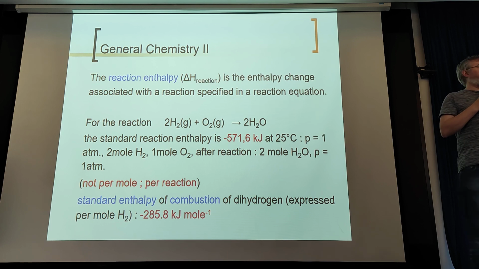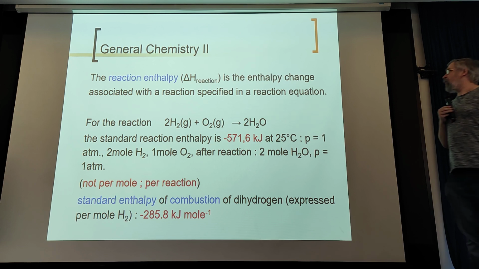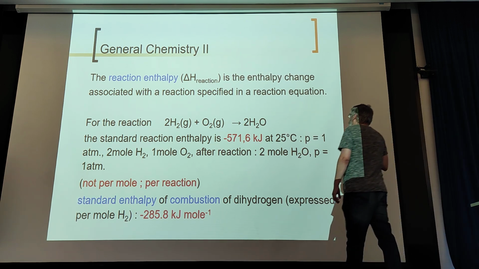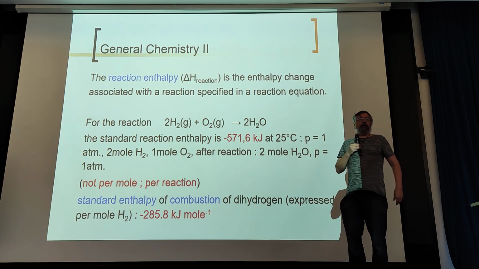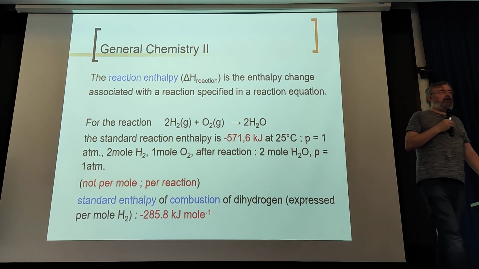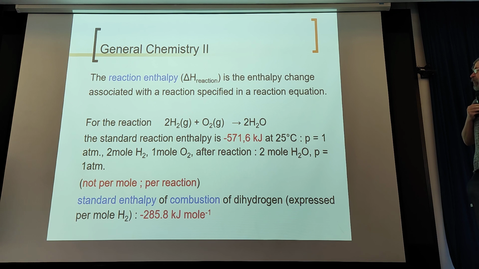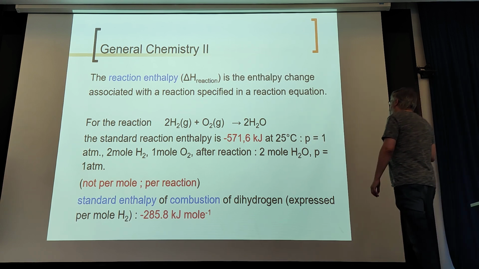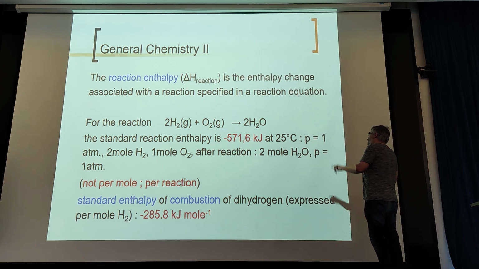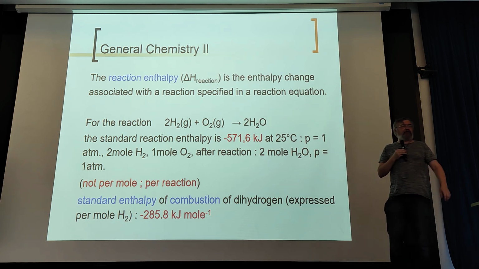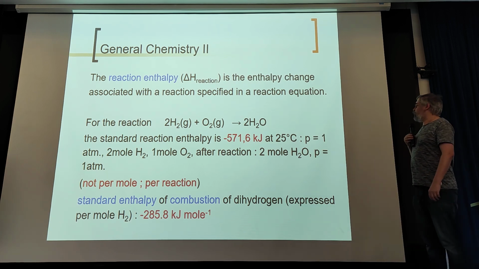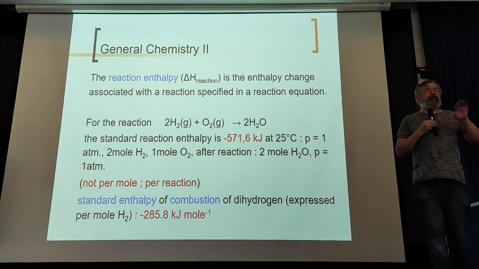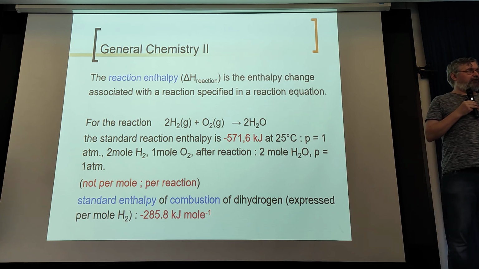So you see here, we have the reaction that we have seen previously in the previous chapter. Combustion of hydrogen. And you actually are preparing 2 molecules of water from 2 molecules of hydrogen and 1 oxygen. So the standard reaction enthalpy of this reaction is minus 571.6 kilojoules. Not kilojoules per mole, because it's per reaction.